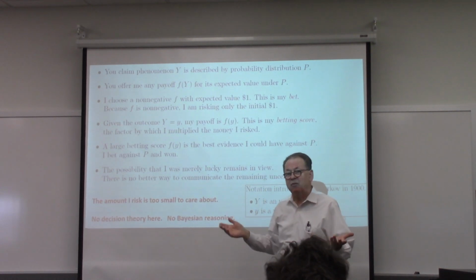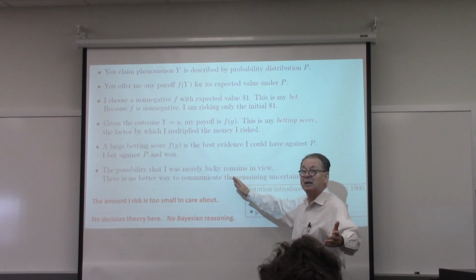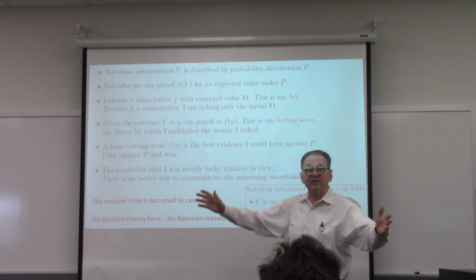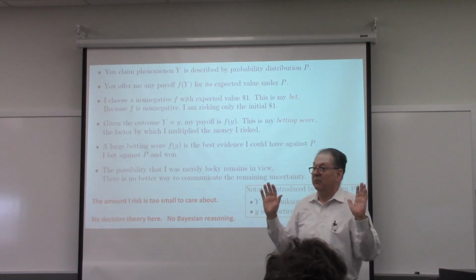My point is that a large betting score is the best evidence I can have. But even if I beat you 1,000,000 to 1, we still realize I might have just been lucky. This is the best evidence I can have against your probability distribution, but I might have just been lucky. We all know that. We have to live with that.